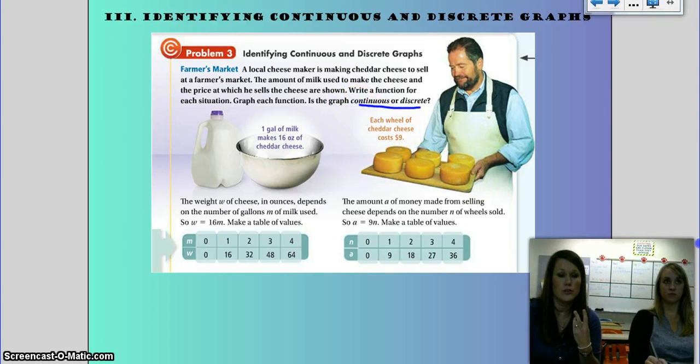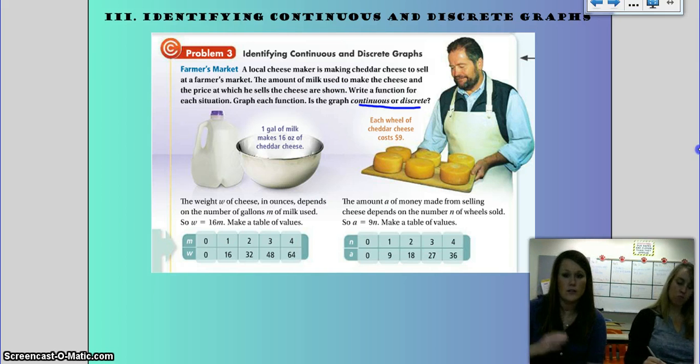So we're going to look at two different situations. We're going to look at the milk and the amount of cheese in ounces that we can make. And then we're going to also look at selling the wheels of cheese for cost. Okay. So you're telling me that this guy sells wheels of cheese? Yes. No partial wheels? No, he only sells a full wheel.